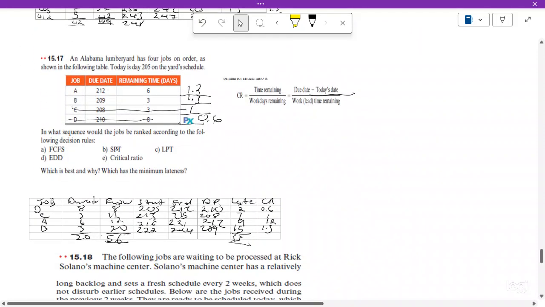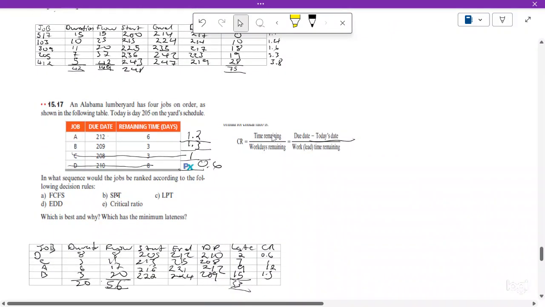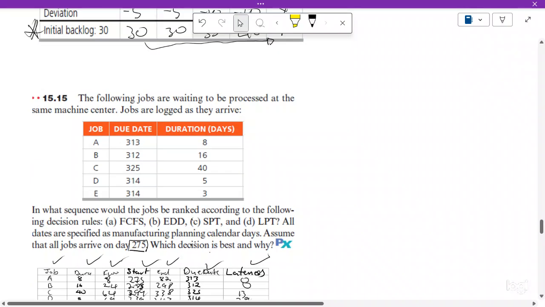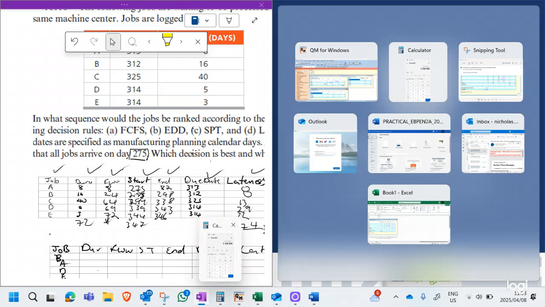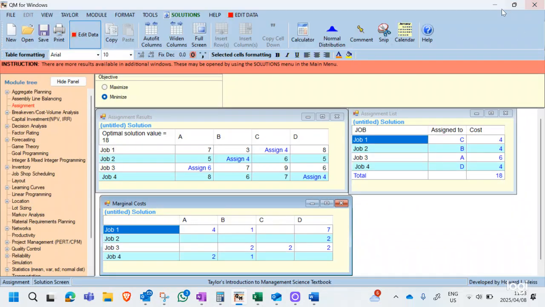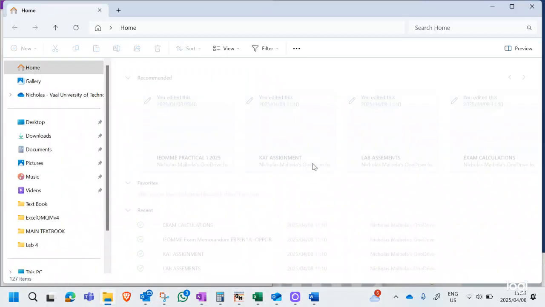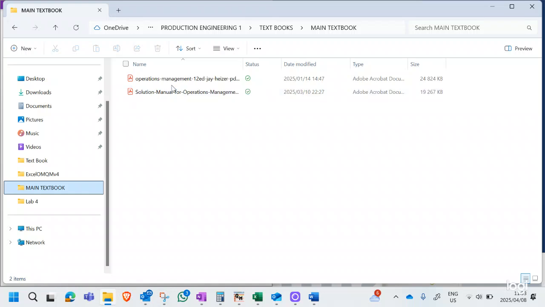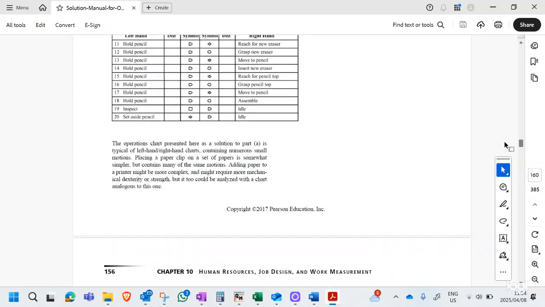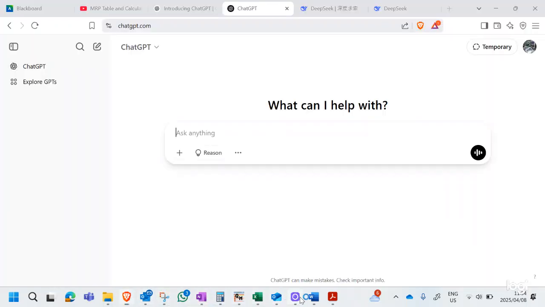The next time we meet, I'll do it for CR. But for now, hold on. I need to verify my answer. Let me go to my memo once. I want to verify my answer. I need to stop recording.